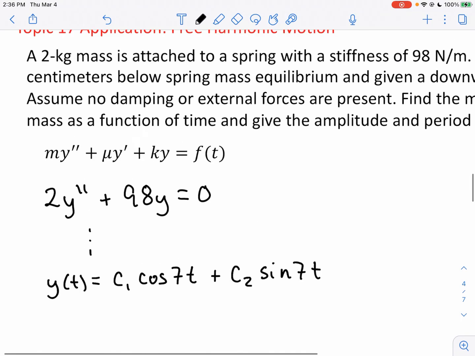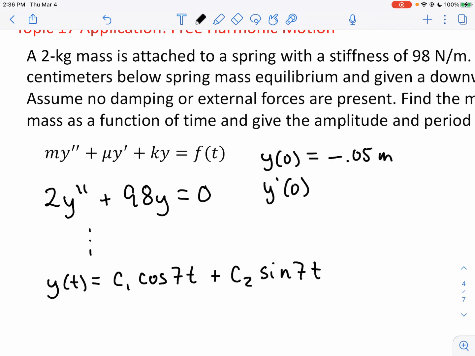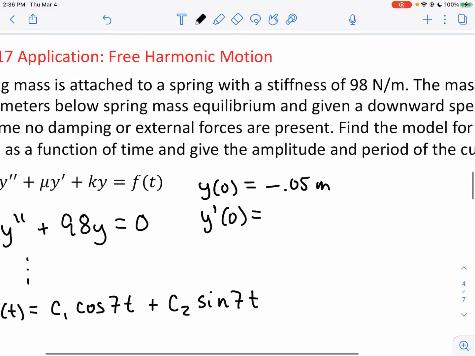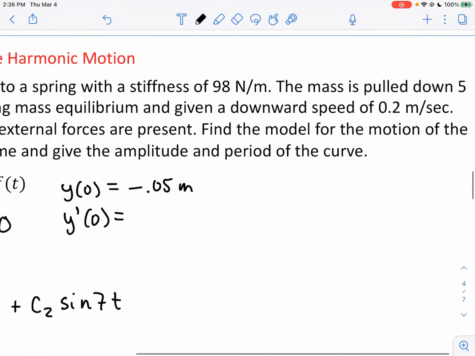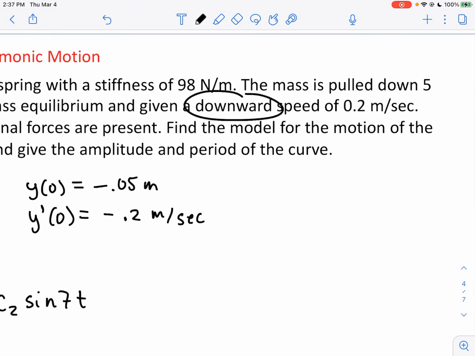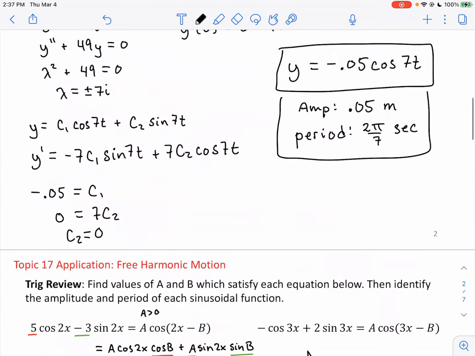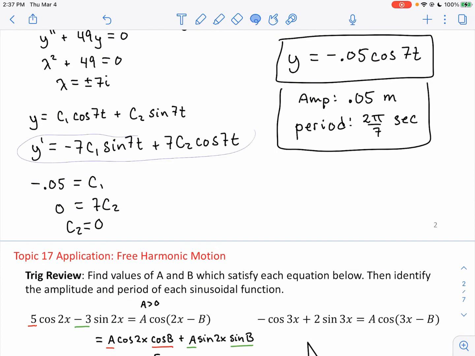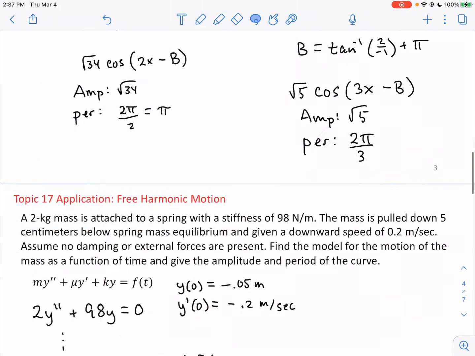The only thing that's going to be different is that our initial conditions are now different. Y of 0 is still negative 0.05 meters, but y prime of 0 is now no longer 0. That's the only difference here. So given a downward initial speed of 0.2 meters per second, that means our y prime is going to be negative 0.2 meters per second. Be mindful of that direction. Downward velocities are negative, upward velocities are positive. Okay, and y prime, in fact, let me just go back up here and copy this. Y prime is the same as it was before.